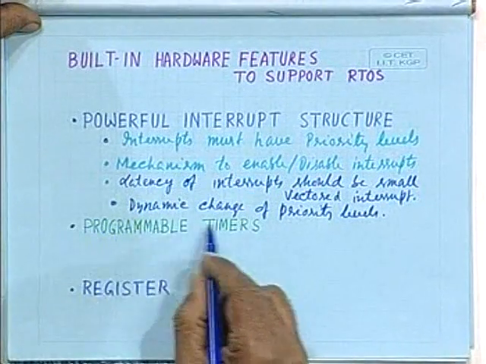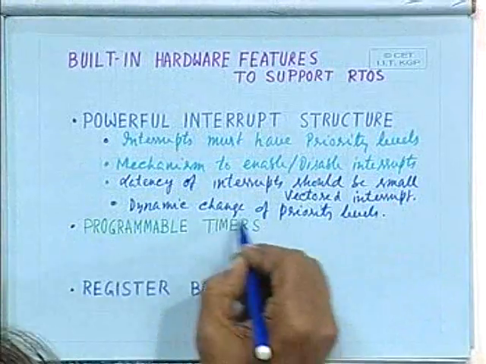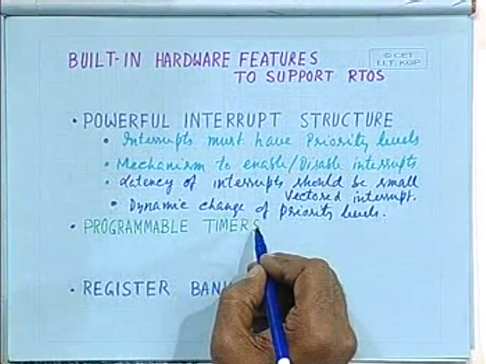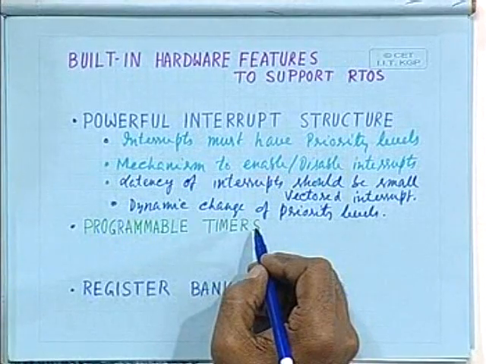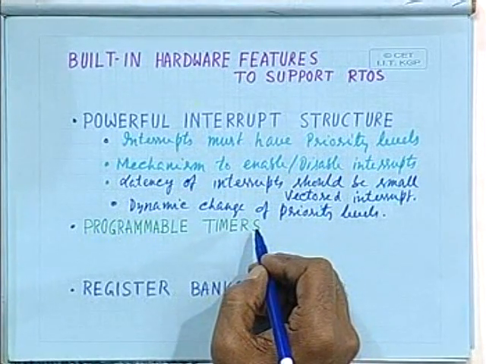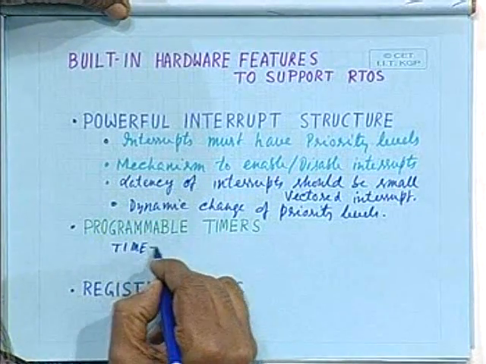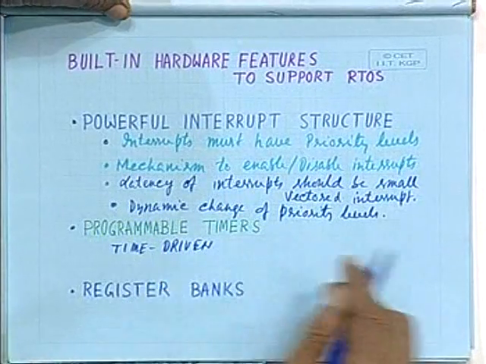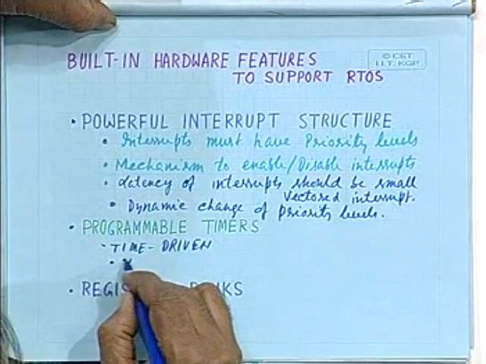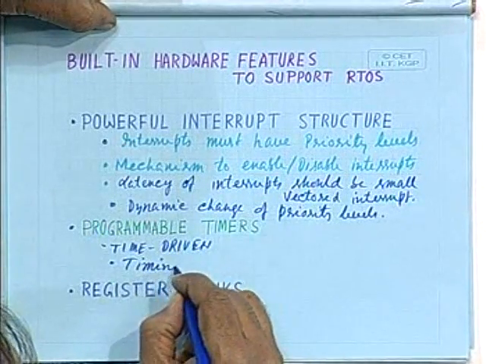Second important requirement is programmable timers. We have seen that most of the tasks are time driven. Something has to be started after some time duration, and that's why programmable timers is a very important requirement of real-time operating system implementation. And usually most of the microcontrollers provide programmable timers, because these are time driven. So, timing signals are generated with the help of programmable timers.